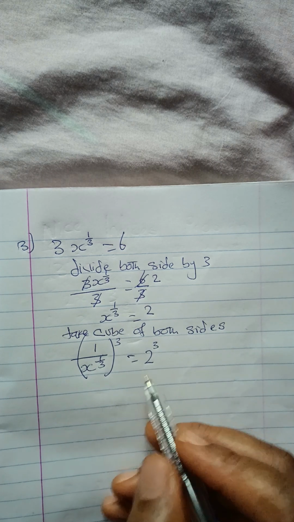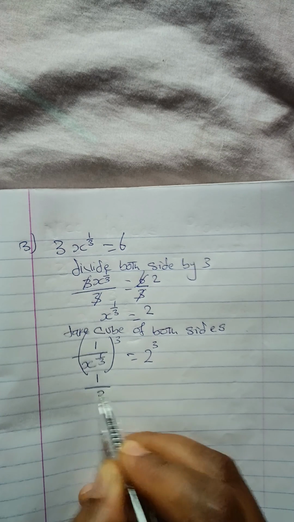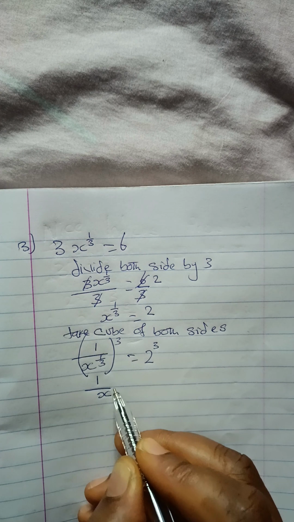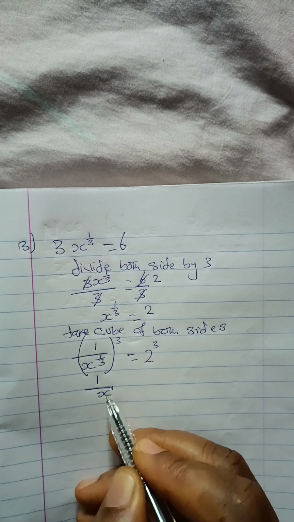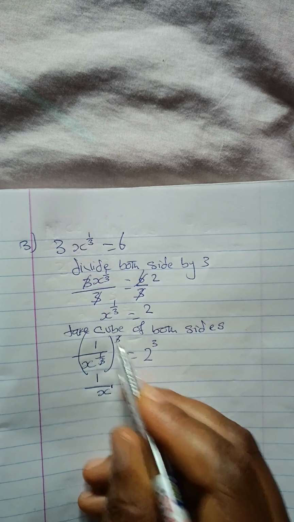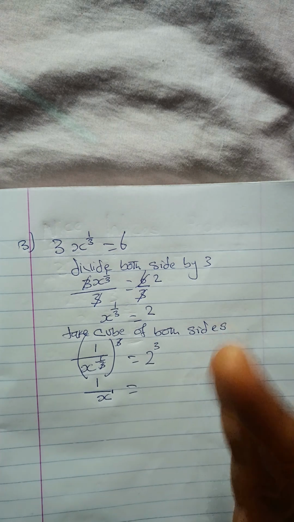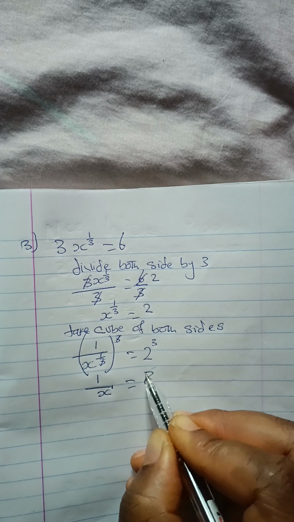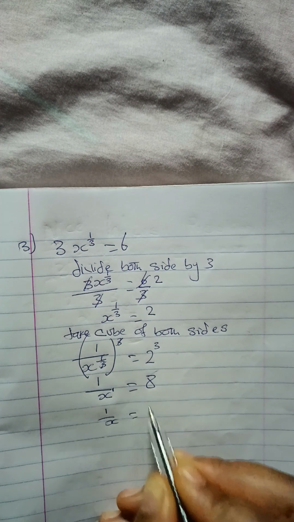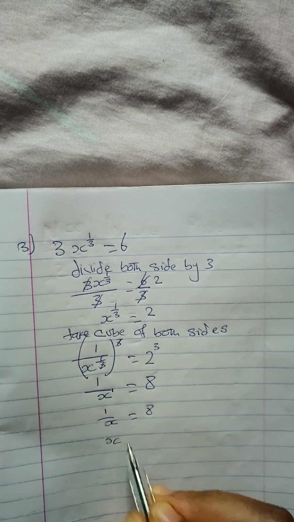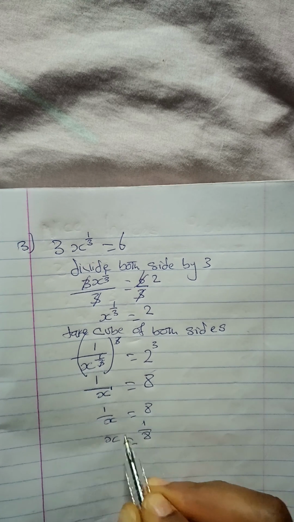So when we've done that, what are we left with? We have x raised to the power of 1. This has cancelled out this. So we have x raised to the power of 1. And then 2 raised to the power of 3 is what? 2 times 2 times 2, which is 8. So it means our x is equal to 8. This is our x.